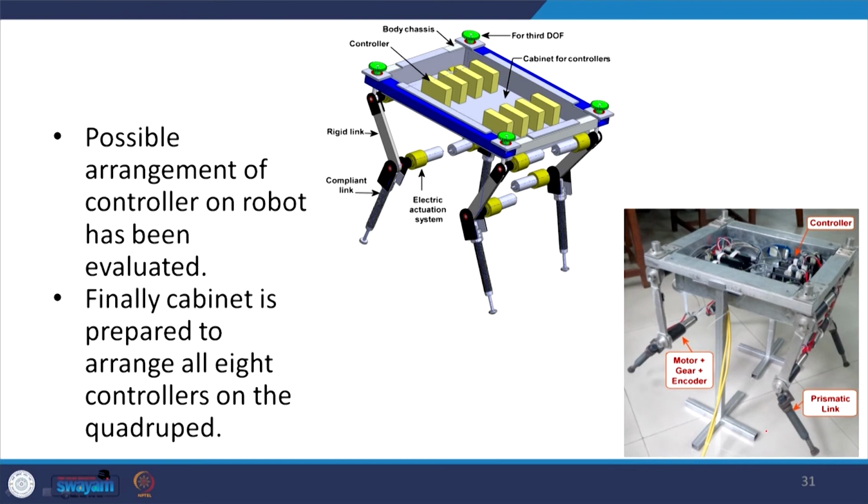So, this is what you are seeing, it is a SolidWorks model basically. You have the compliant link over here, and these are the two joints. This is the extra joint which in fact we did not use. And these were the controllers, and here you have the actuator, gear head as well as the encoder which is used as the sensor, and this one is the finally prepared model. As you can see, our controllers are placed over this one, and here is the unit for the motor, gear as well as encoder, and this is the prismatic link.